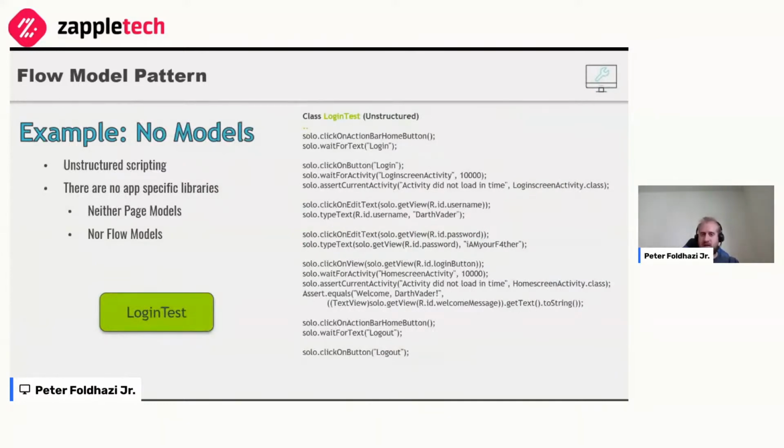So this is going to be an Android example, and you might remember these couple of lines of code from a couple of slides earlier, where I showed the unstructured scripting example. So of course, this is not so nicely looking, and it's not so maintainable. So you have to do something in order to make it work in the long term.